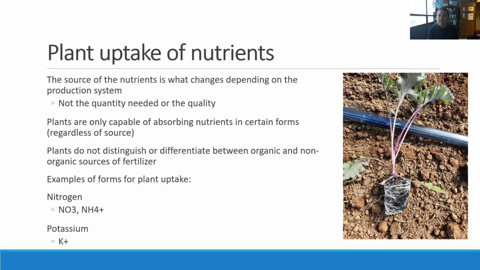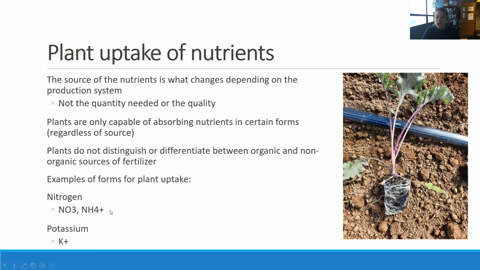Okay, so plant uptake of nutrients. The source of the nutrients is what changes depending on the production system, not the quantity needed or the quality, right? And we'll get into that a little bit more. Plants are only capable of absorbing nutrients in certain forms, regardless of the source. So nitrate or ammonium, things like that, right? That's what I'm talking about, these forms here, NO3 or NH4+.